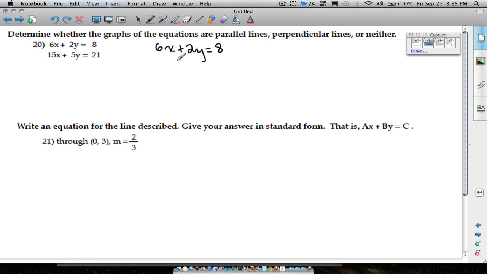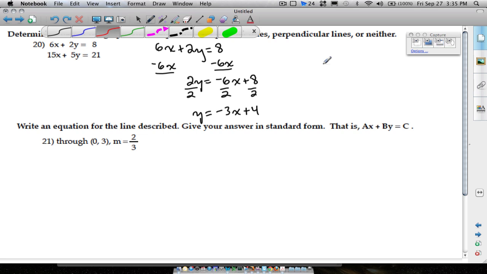Well, let's take this first equation, let's get y by itself. Subtracting the 6x from both sides, we have 2y equals, do not say 2x, you cannot combine these. The only thing we can say is minus 6x plus 8, and divide everything by 2 to get y by itself. So we're left with y equals negative 3x plus 4. So that's that first equation.